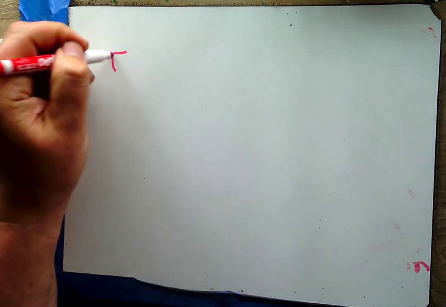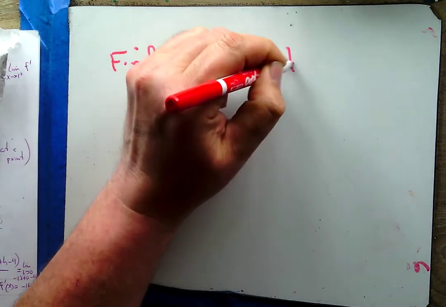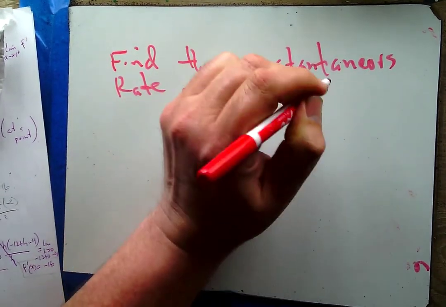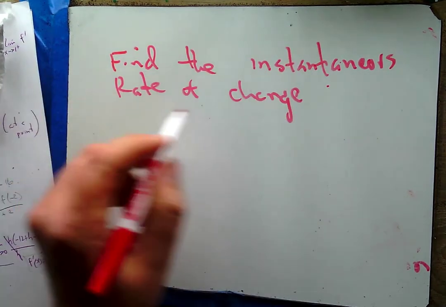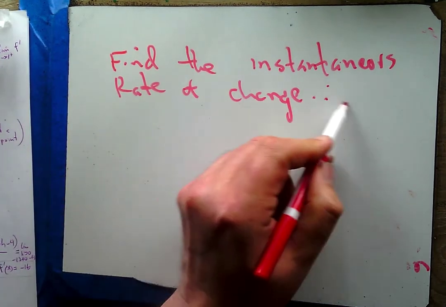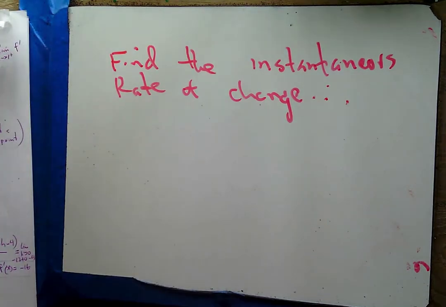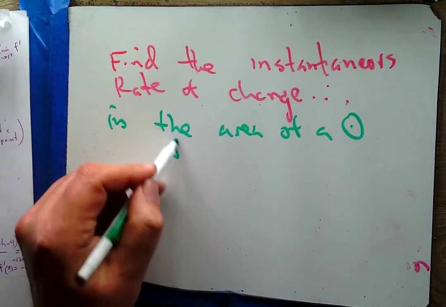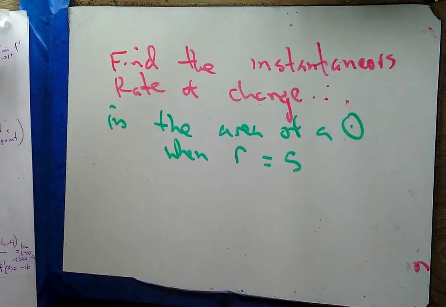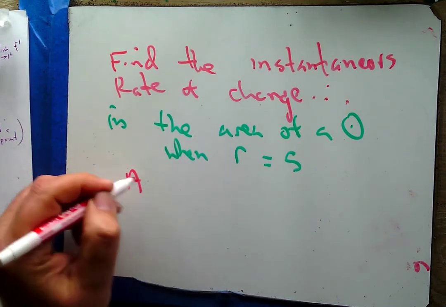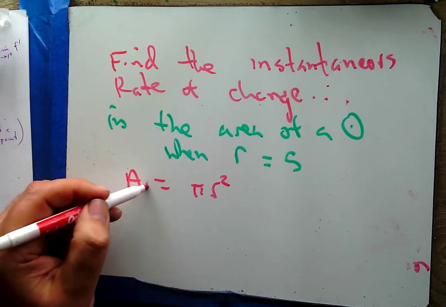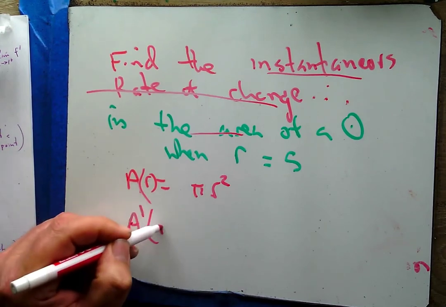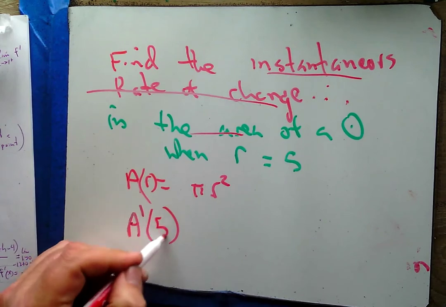Well, now I want to say find the instantaneous rate of change in each situation. And so, instantaneous rate of change in the area of a circle when r equals 5. Okay, so I know the formula for area of a circle is pi r squared. So I've got here area as a function of r, and I want to know the instantaneous rate of change in area. So I'm looking for A prime of r, and really when r is 5. That's what I'm looking for here.